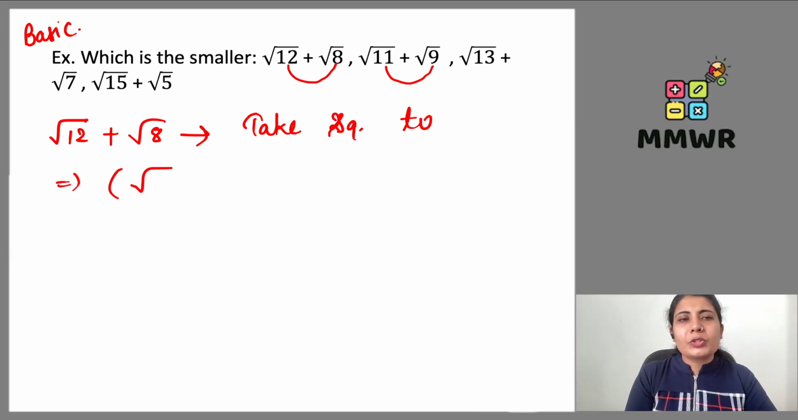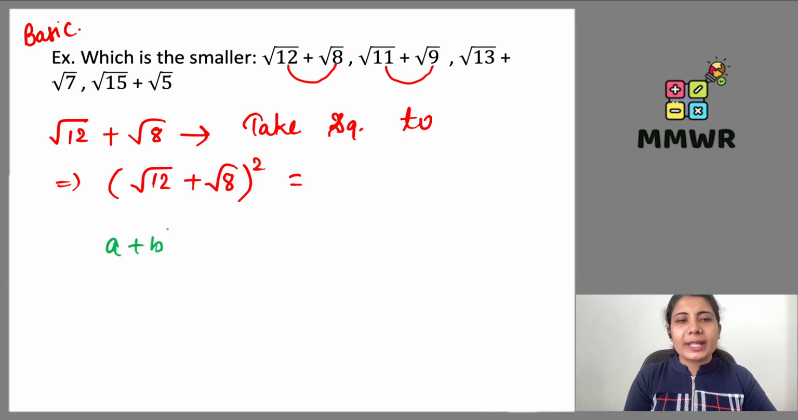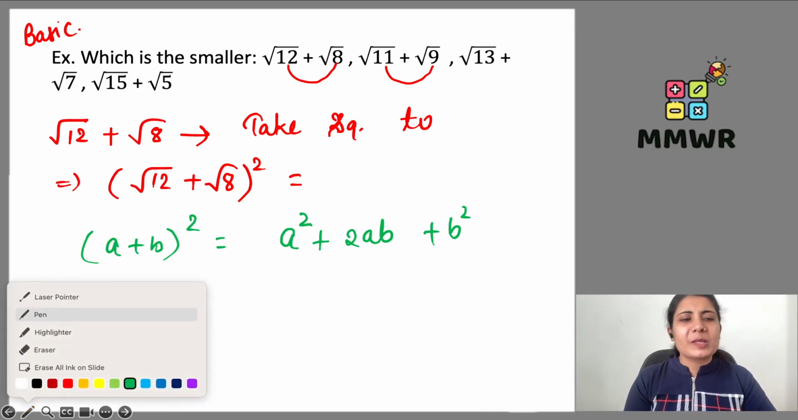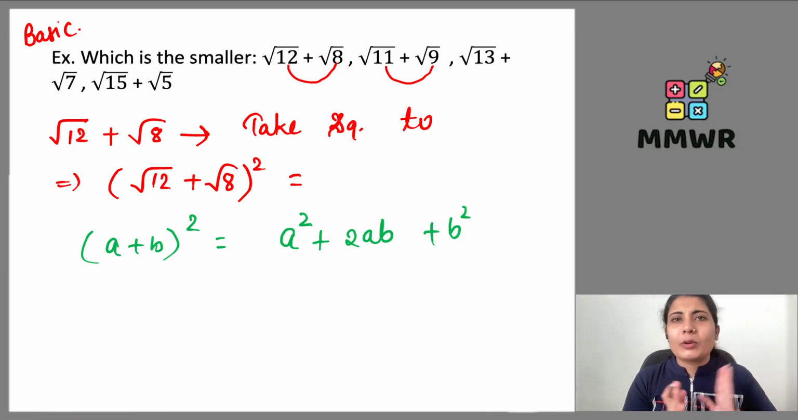Now taking the square, what gives us? Root 12 plus root 8. For now I am teaching you, that is why I am moving step by step. Root 12 plus root 8 whole square. We know the identity says that (a plus b) whole square gives us the square of the first term, the square of the last term, and twice the product of both terms. So a square plus 2ab plus b square, or a square plus b square plus 2ab. Order doesn't matter here because it is an addition operation.